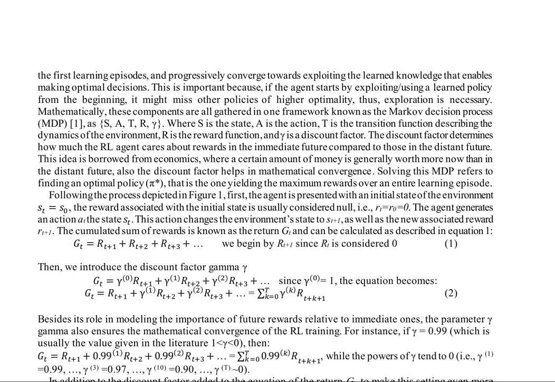In the context of reinforcement learning, an agent learns to make optimal decisions by balancing exploration and exploitation. This is crucial because, if the agent starts exploiting a learned policy from the beginning, it may miss other policies with higher optimality. The Markov decision process, MDP, framework gathers these components as S, A, T, R, gamma, where S is the state, A is the action, T is the transition function, R is the reward function, and gamma is the discount factor. The discount factor determines how much the agent cares about rewards in the immediate future compared to those in the distant future.